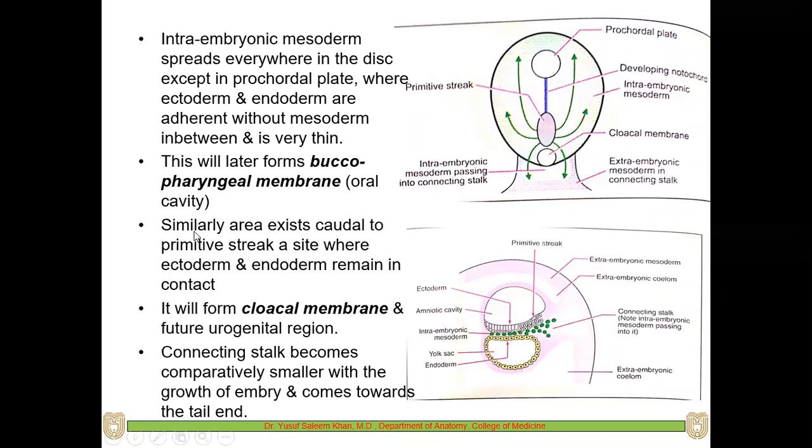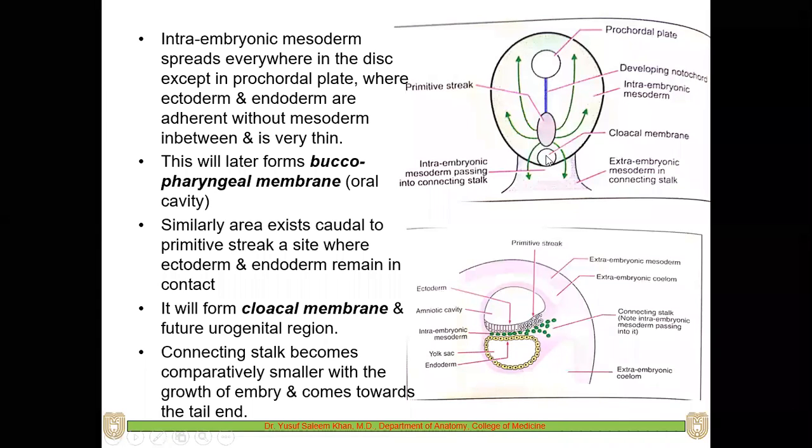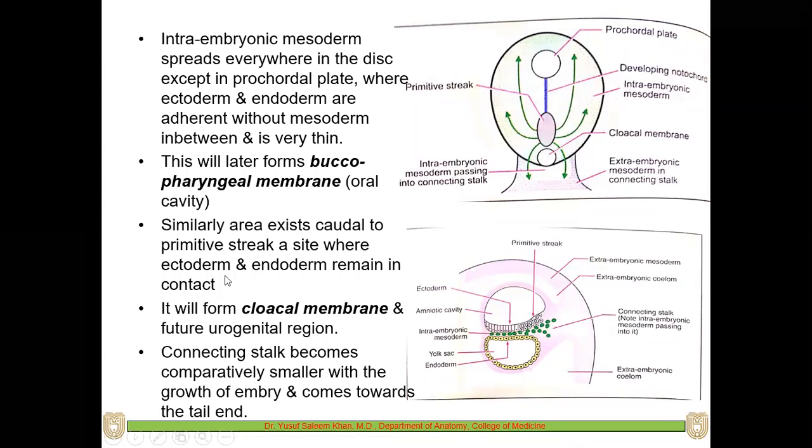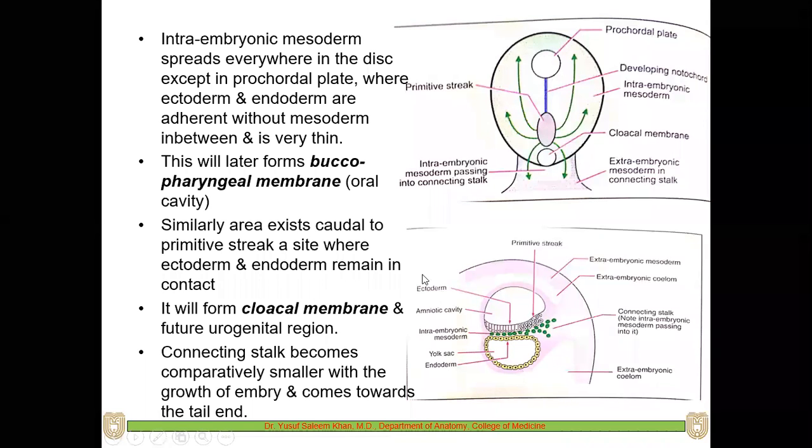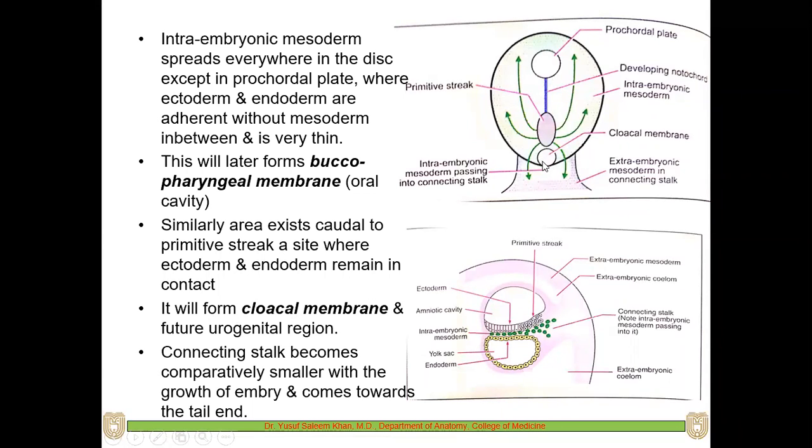Similarly, areas exist caudal to the primitive streak at the site where the ectoderm and endoderm remain in contact. So even behind the primitive streak, there is an area where the ectoderm and endoderm cells will be totally adherent, so there is no mesoderm. This will form the cloacal membrane. So now there are two membranes here: the procaudal plate, where the buccopharyngeal membrane is formed, and here the cloacal membrane. What is the importance of the cloacal membrane? It will form the future urogenital region. This will form the oral cavity, the mouth.